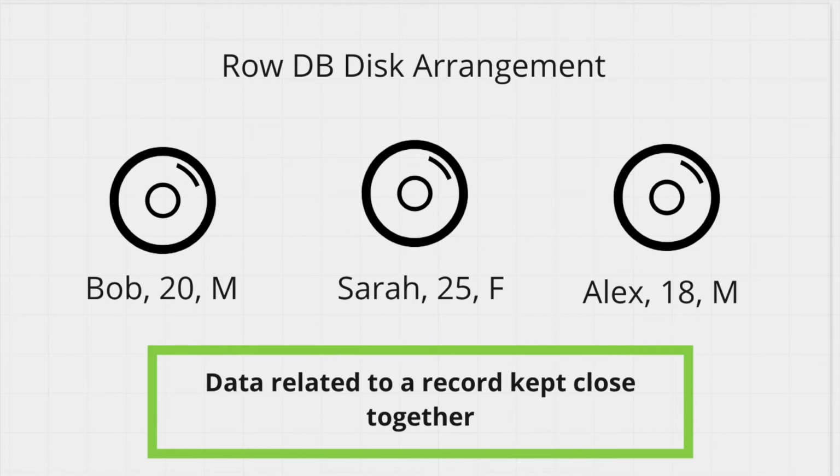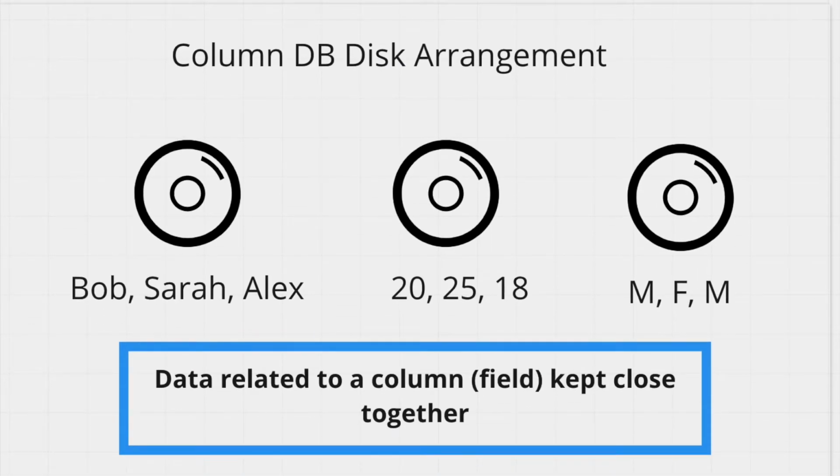On the other hand, if you were doing the same thing in a column-oriented database, as you can see, all the ages are in the second disk. So to find the average, you just need to look at that one disk.